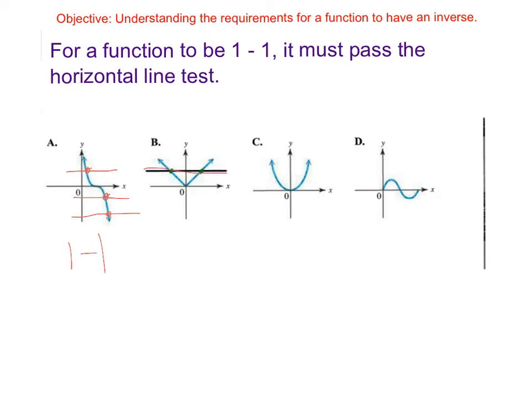B, they drew it for you. This is not 1-to-1. It hits twice. C, if I draw a horizontal line, it hits the graph twice, so that's not 1-to-1. And then this is actually the sine curve. You'll learn about this in pre-calc next year, or trig. That is also not 1-to-1. So letter A is the only one that is 1-to-1. Well, I guess it's a multiple choice question, so.